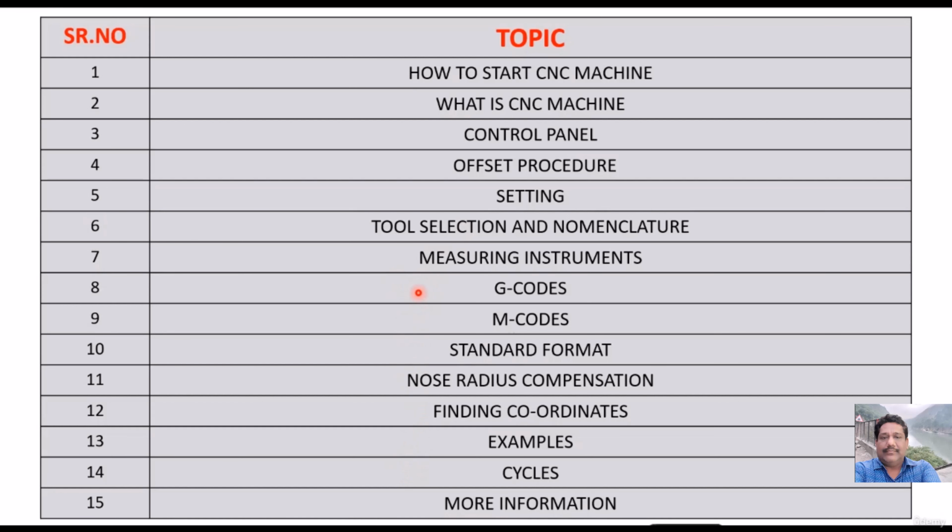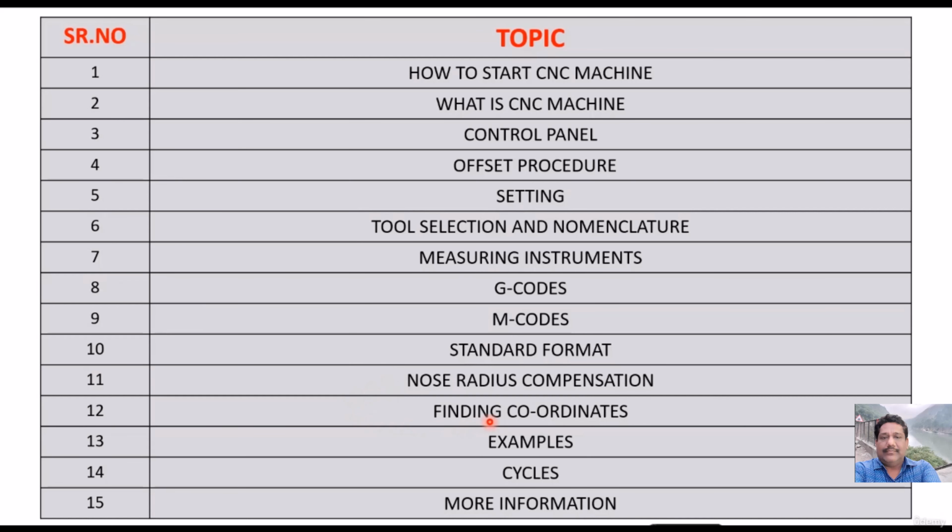In the 8th topic, we will cover G codes. In the 9th topic, we will cover M codes. Then, in the 10th topic, we will discuss the standard format. This format is essential for writing programs, as there is a standard format we must follow. We will learn about this format in that topic. Our next topic will be nose radius compensation, which is part of the programming section. We will cover this as well.